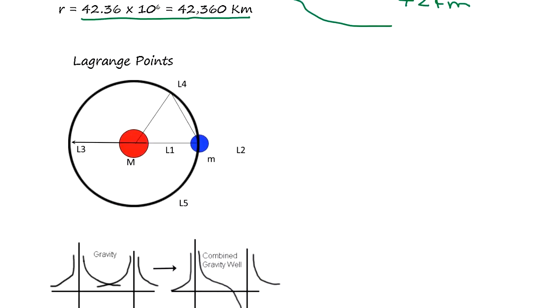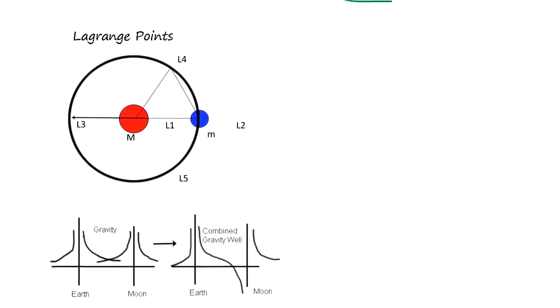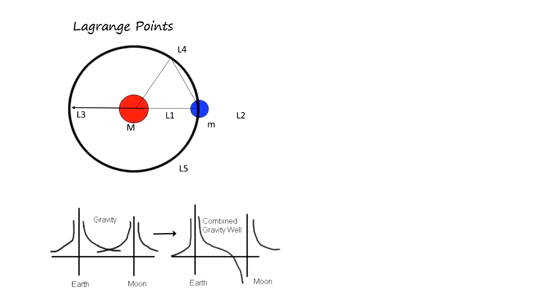Let's look at another example of circular motion. The point mass is the Moon, and this is Earth.